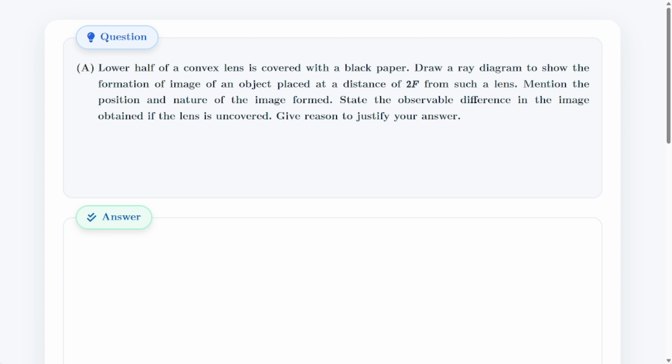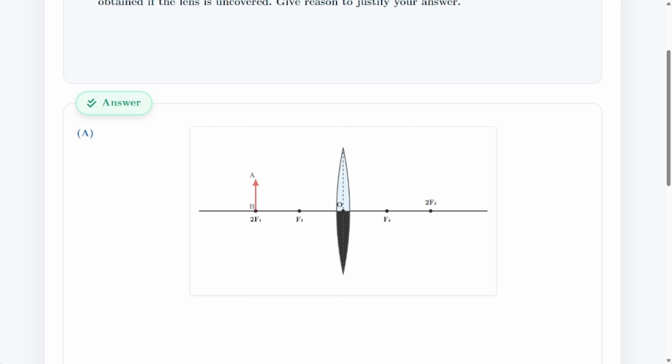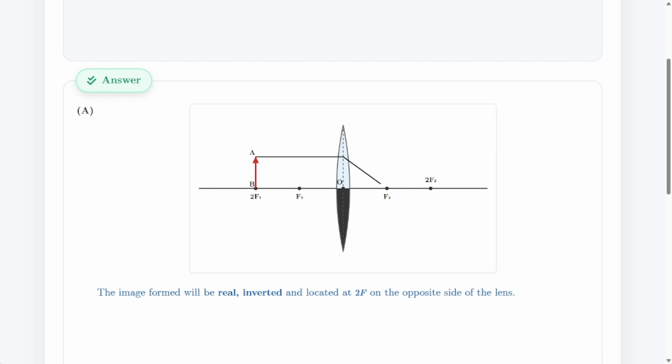Alright, let's look at the answer for part A. Here is the ray diagram. Notice that, even though the lower half of the lens is covered, the light rays passing through the upper half still converge to form the complete image. The image formed will be real, inverted, and located exactly at 2f on the opposite side of the lens.